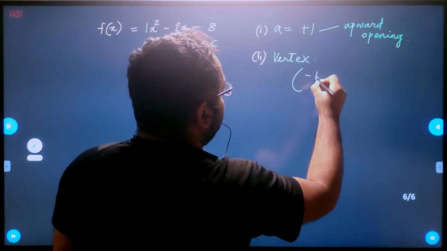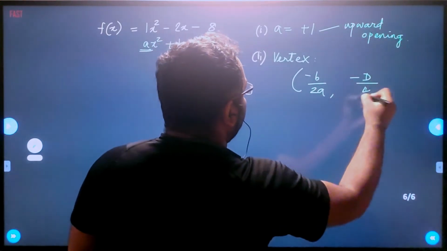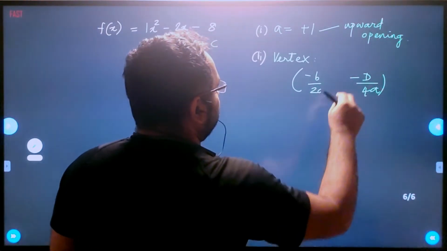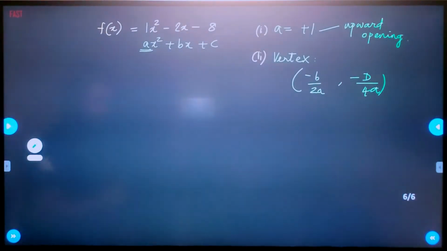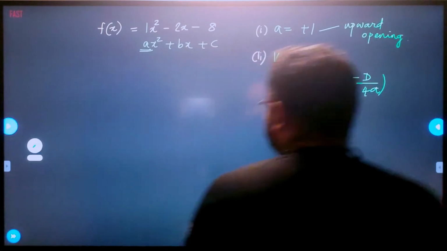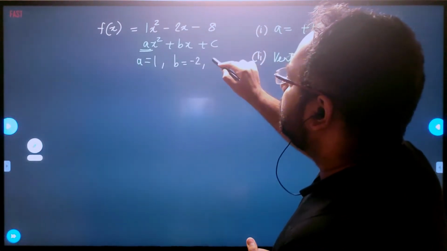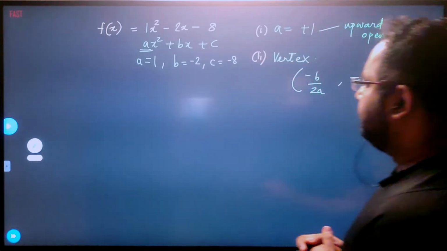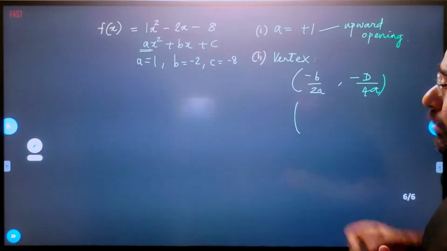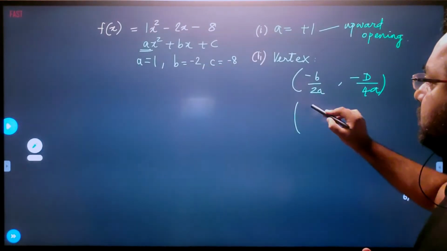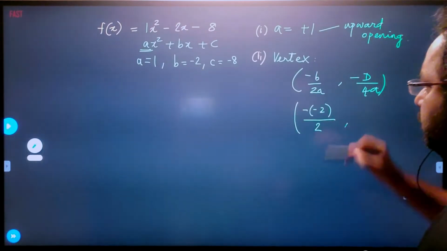Vertex is given by minus b by 2a and minus d by 4a. Sorry, I'll just write this properly. Minus d by 4a. Let's find that value. Now, as of now, I know the value of a is 1, the value of b is minus 2, the value of c is minus 8. Let's put the values here. So, minus b by 2a. What is minus b? Minus of minus 2. 2a is going to be 2 into 1, which is 2, comma.